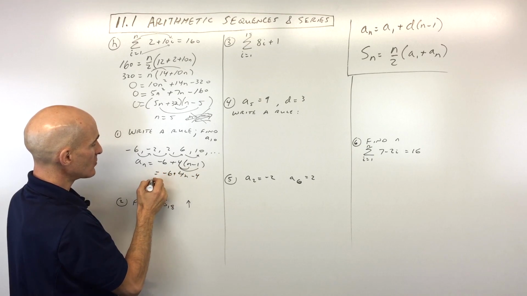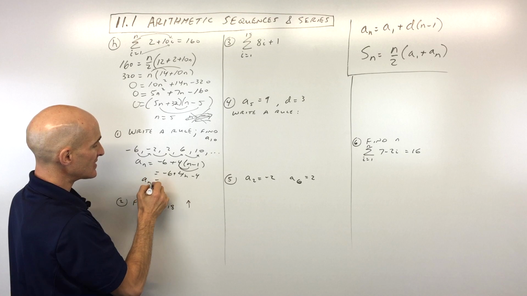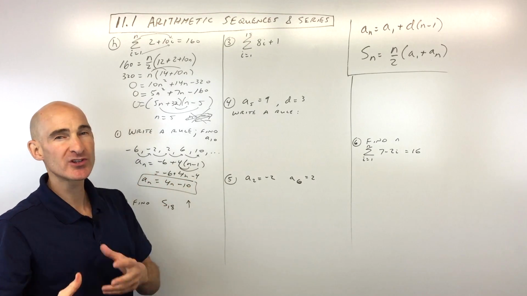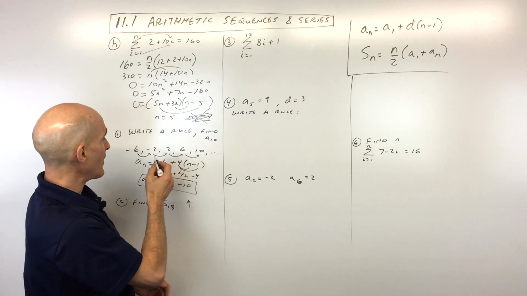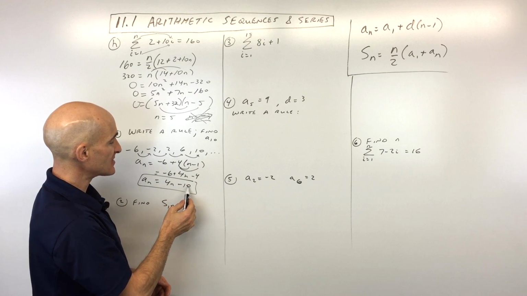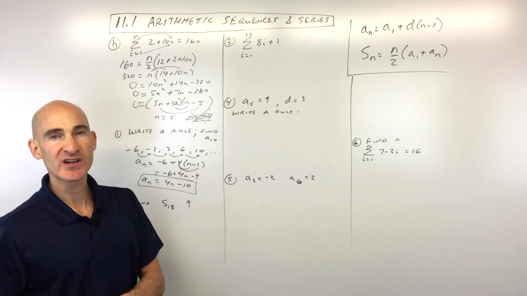And if we combine like terms here, you can see that's going to come out to a sub n equals 4n minus 10. Now, sometimes I like to check my work just to see if I'm on the right track. So if I put in, let's say the fifth term, 4 times 5 is 20 minus 10 equals 10. It checks out.